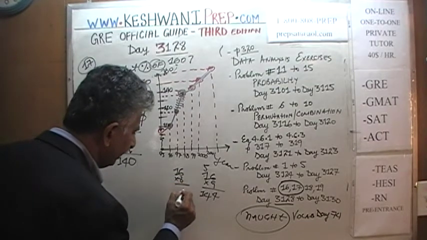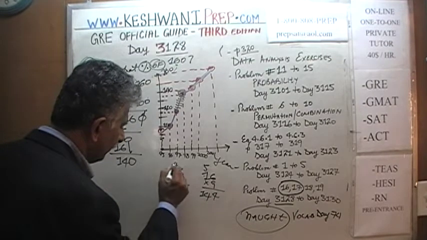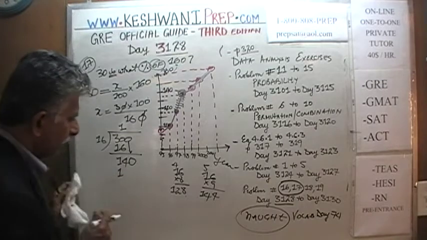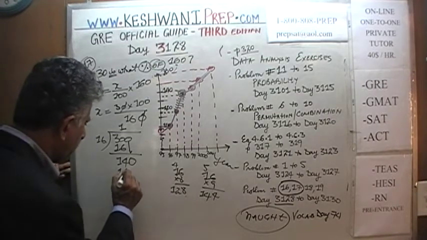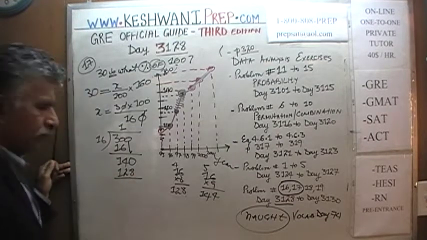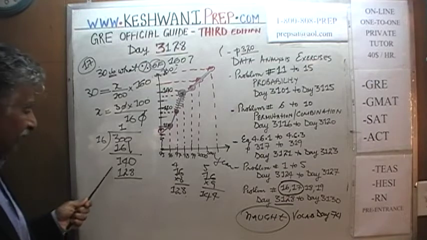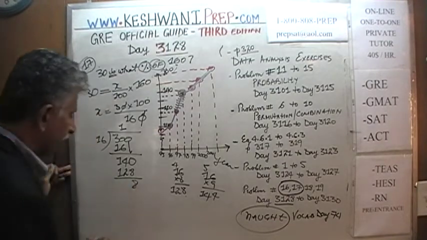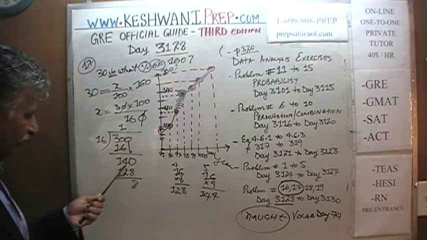16 times 8: 8 times 6 is 48, carry 4; 8 times 1 is 8, and 4 is 12. That's it. 140 minus 130 would have been 10. Therefore, 140 minus 128 would be 8. Of course it's going to be 8, because that's where it's going to come down. 10 minus 8 is 8 and this becomes 3.